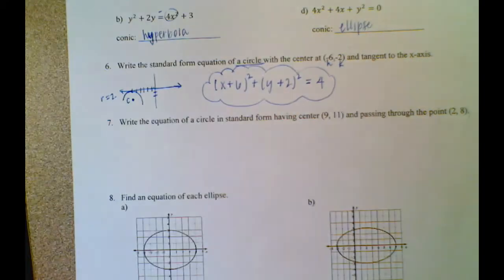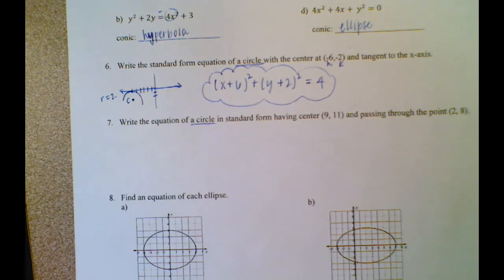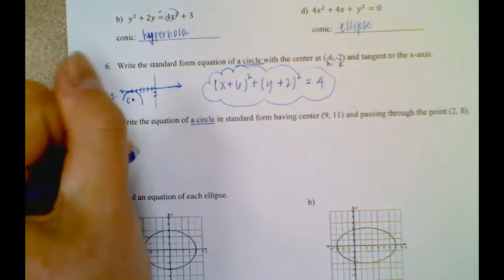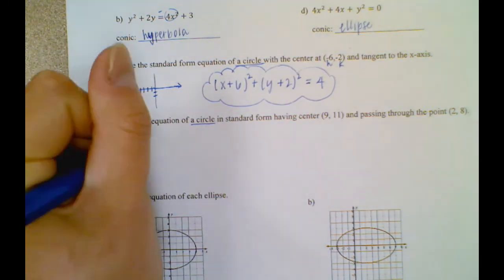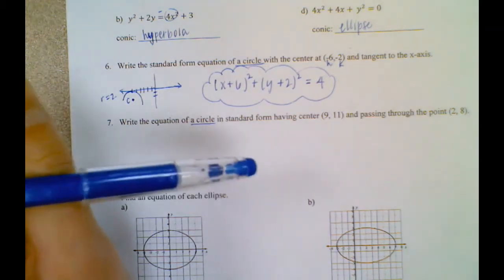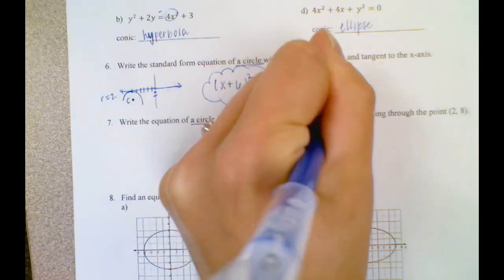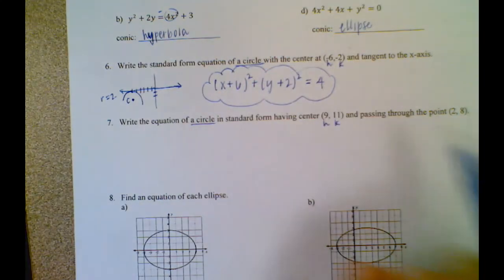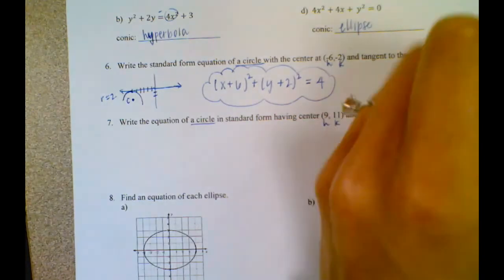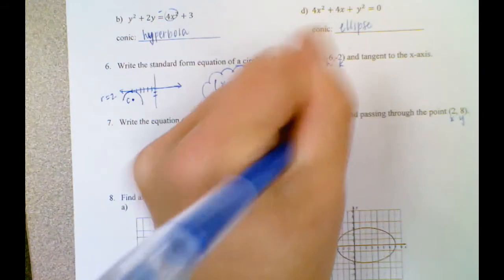Again, we're dealing with a circle. Write the equation of a circle in standard form, having the center 9, 11, and passing through the point 2, 8. So you have a center at 9, 11, and then it will pass through the point 2, 8. Now, technically, you don't have to draw a picture here, guys. Work smarter, not harder. Your center is h, k. If it passes through the point 2, 8, that's an x and a y value on a grid, right?